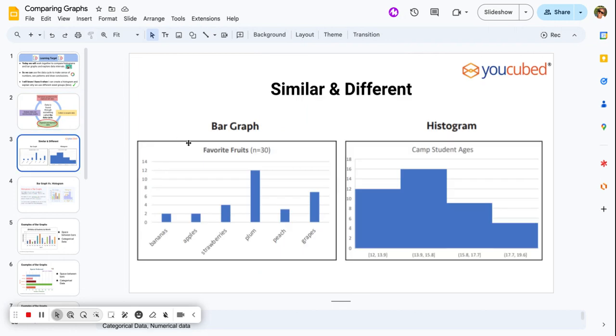All right, so the first thing we're going to look at is I want you guys to do a stop and jot. I want you to write down at least one thing that is similar and at least one thing that is different about the bar graphs and the histograms. Go ahead and take a moment to do that.